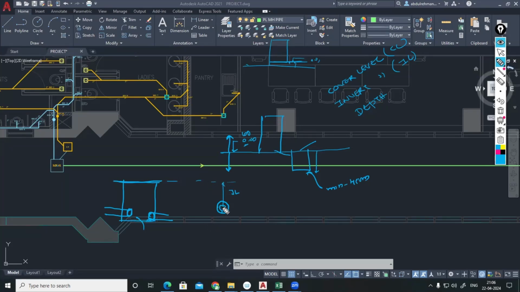Normally, the cover level is the manhole cover level, the manhole top level. Cover level to the bottom of pipe is called invert level. So this pipe will be having an invert level, and at the same time this also will be having an invert level. The depth of manhole is the distance from the cover level to the inside bottom of the pipe that is leaving from the manhole, not entering. Accordingly, the depth has to be calculated.